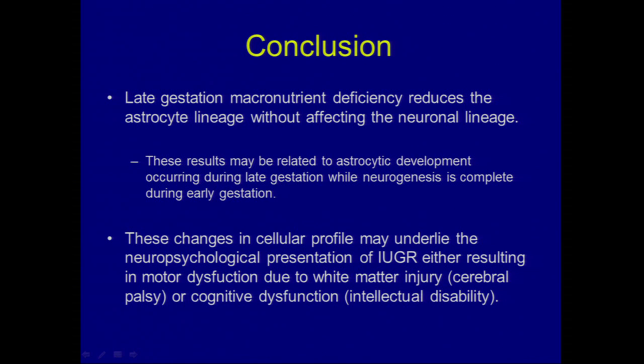So in conclusion, it appears that late gestation macronutrient deficiency reduces the astrocyte lineage without affecting the neuronal lineage. These results may be related to the fact that astrocytic development occurs in late gestation, whereas neurogenesis is completed earlier on. These changes in cellular profile may underlie the neuropsychological presentation of IUGR, resulting in motor or cognitive dysfunction.